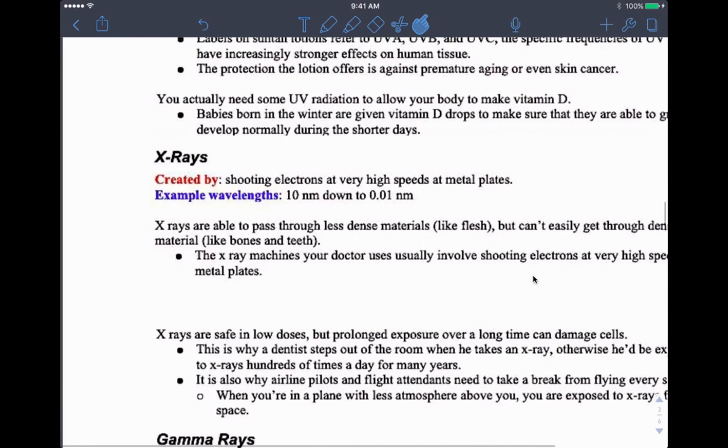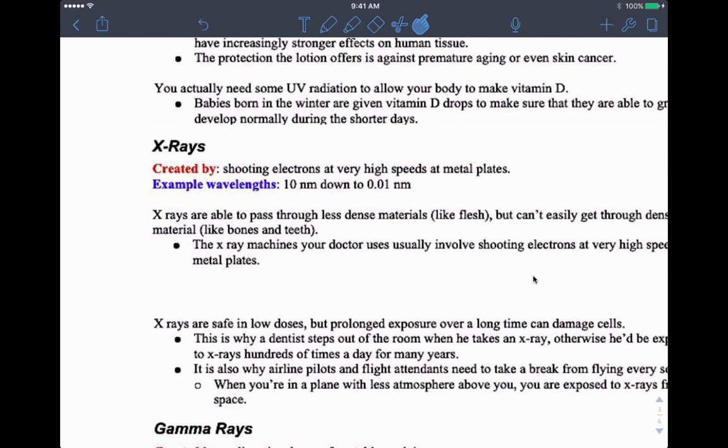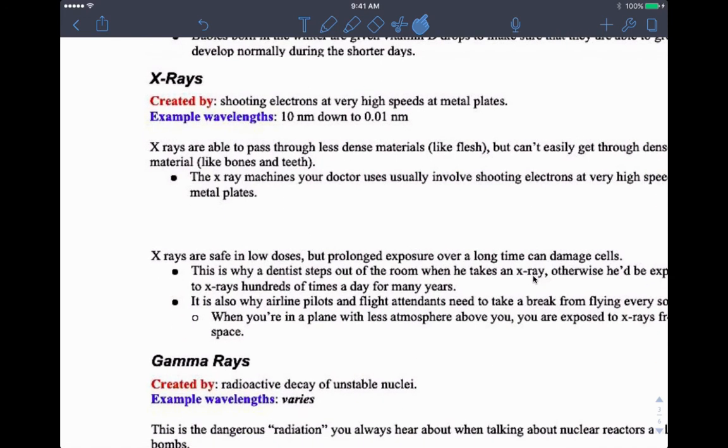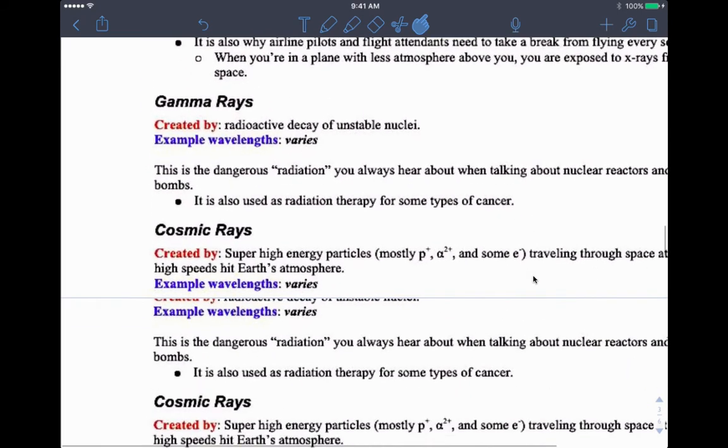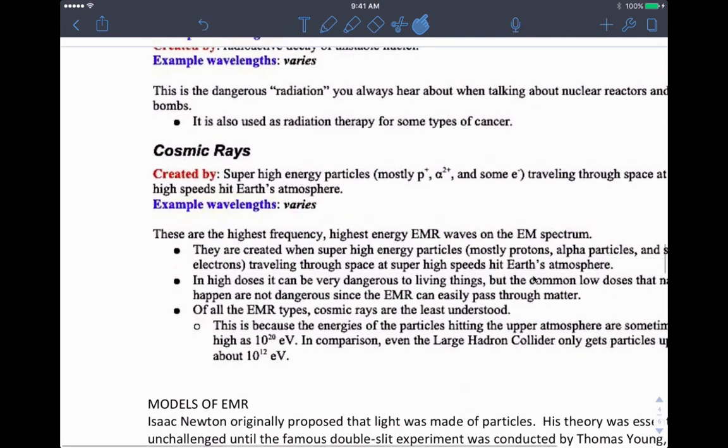X-rays, super high energy. That's why we wear vests when you get a dental X-ray, and technicians will leave the room. So, I mean, you can get some X-rays, but if you got a whole bunch, a lot, that could cause damage to your tissues. And then gamma is super, super high. Okay. So again, I kind of messed up here on the cosmic.